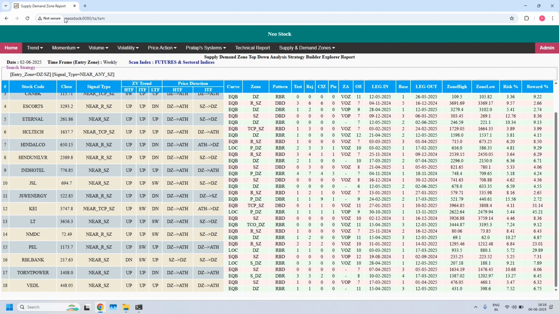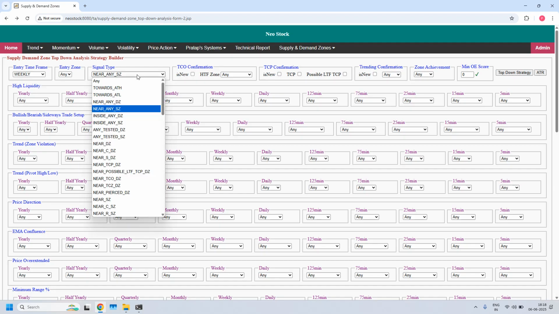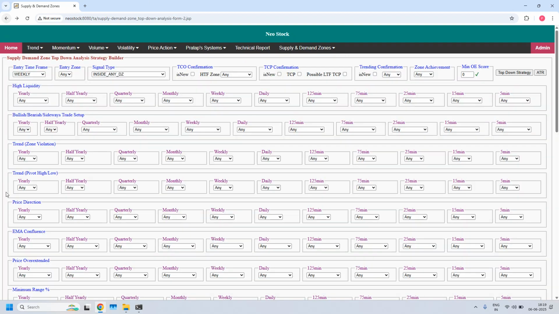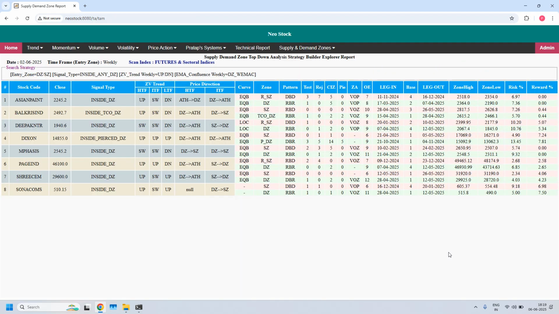Okay, next, price closed inside the weekly demand zone. We got 15 stocks. We can further filter this list based on weekly demand zone having weekly EMA confluence, and also trend on the weekly should not be sideways, it can be up or down. We got 8 stocks.